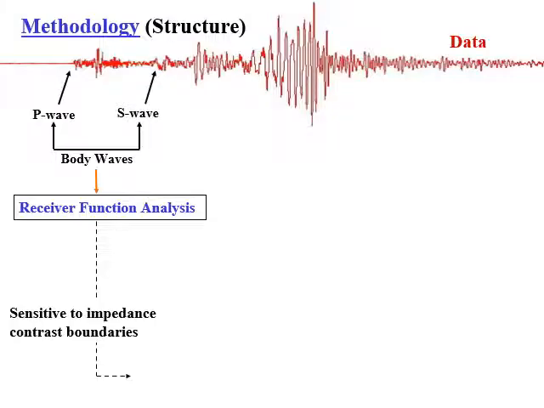The methodology that we adopt for estimating the structure has 2 parts. The first part uses the body waves, where we use the P wave and its coda to abstract information about the subsurface using a technique called receiver function analysis. These are basically sensitive to the impedance contrast boundaries beneath a particular station.